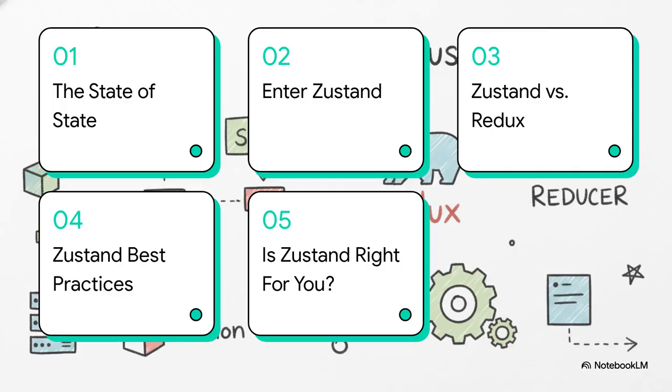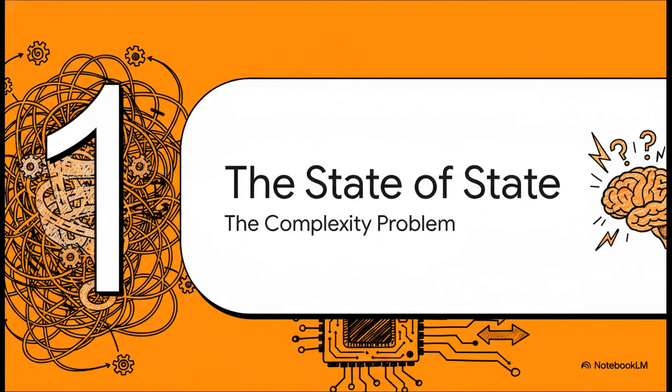Okay, so here's our game plan for this explainer. First, we'll talk about the state of state management and why this is even a conversation. Then, we'll introduce Zustand and see what makes it tick. After that, it's the main event, Zustand versus Redux. Then we'll cover some absolutely crucial best practices. And finally, we'll help you figure out if Zustand is the right tool for your next project. So let's kick things off by setting the stage.